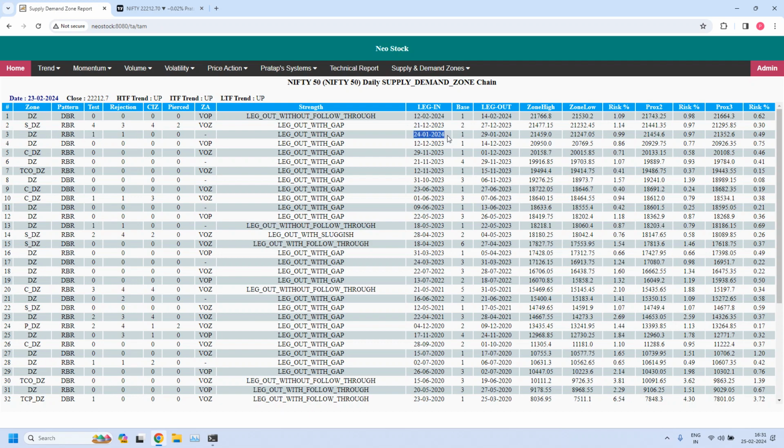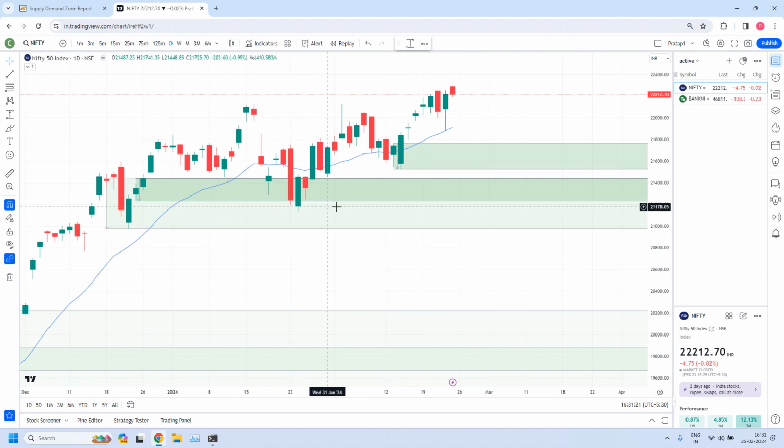24-1, one base candle and then leg out. 24-1 is the leg in. Look into this candle: the date of this candle is 24 January 2024. This is the leg in, base, rally. So we can draw one more zone here.